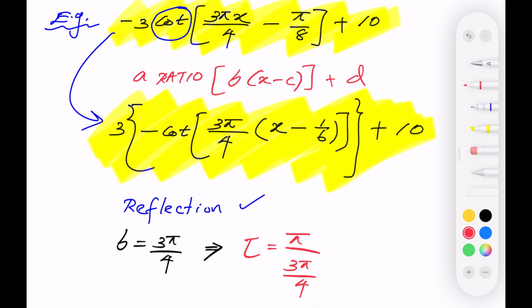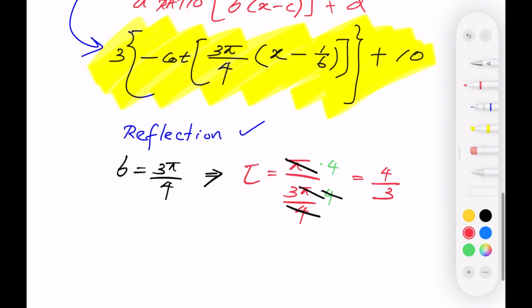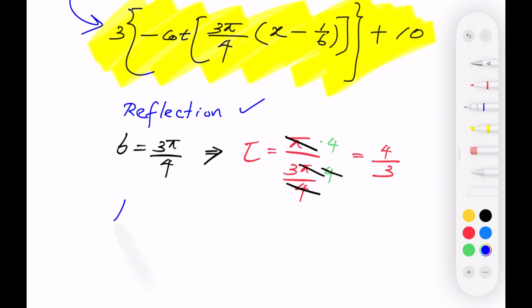So how would you simplify this? In order to simplify that, you need to multiply both top and bottom by 4. Then in the denominator, the two 4's will be cancelled. From the numerator and the denominator, the pi's will also be cancelled. Then this is going to be equal to 4/3. So we figured that the period should be equal to 4/3.